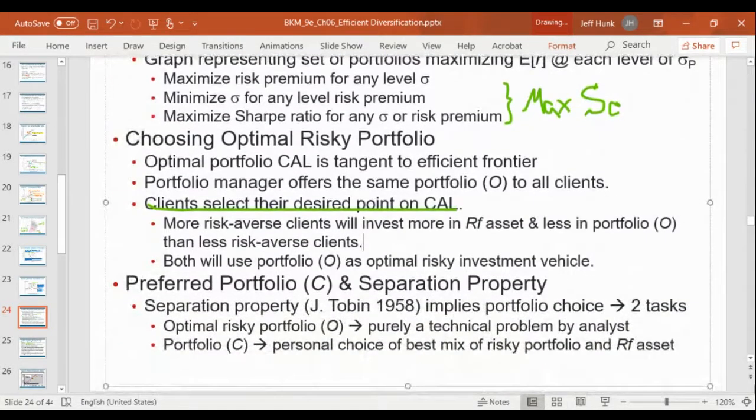So this gives rise to the separation property. The separation property was developed by James Tobin in 1958, and the name Tobin came up at the beginning of this semester, right? He was a Nobel laureate in 1983, and you remember Tobin's Q? Yeah. The separation property implies portfolio choice splits into two tasks. The optimal risky portfolio is a purely technical problem for analysts, and the complete portfolio is a personal choice of the best mix of risky portfolio and risk-free assets.